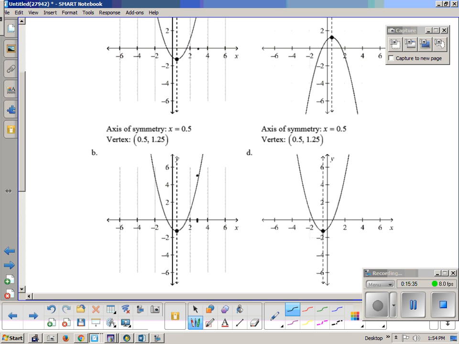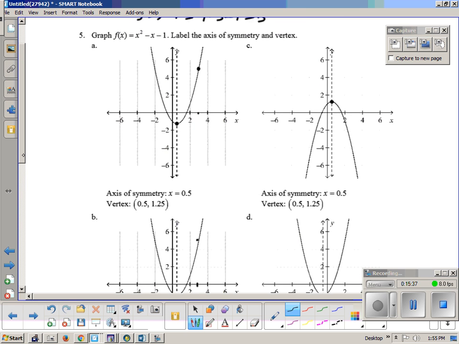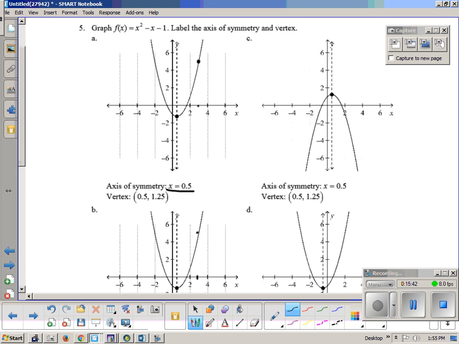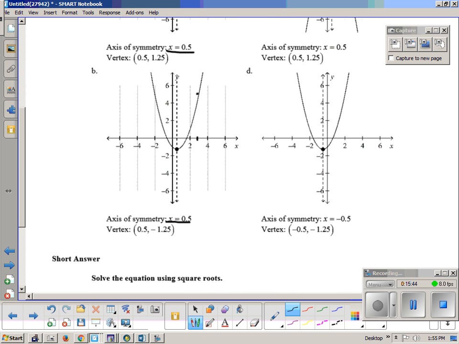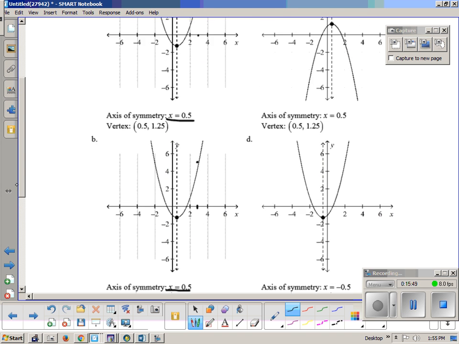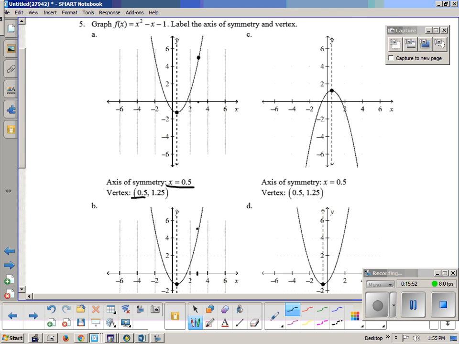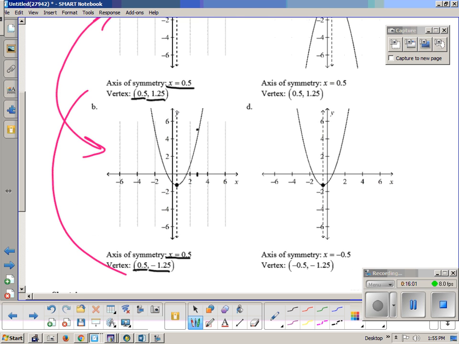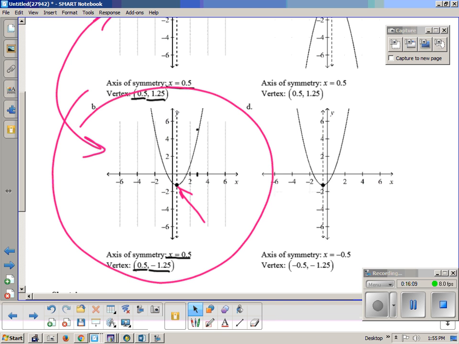Oh, okay, I see what's going on here. If you look at the vertex and the axis is 0.5, the axis is 0.5, but the vertex is 0.5, negative 1.25, and this one is 0.5, 1.5. So these two graphs look alike, but which one's labeled correctly? This one here is labeled correctly because the vertex is in the right spot. Okay, so be careful on the test tomorrow, or on the quiz on Friday.